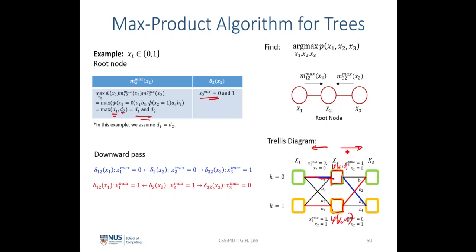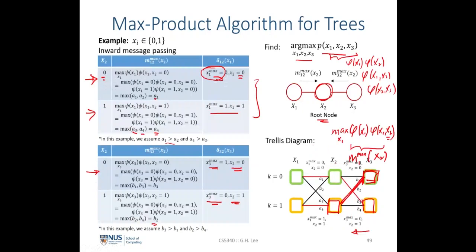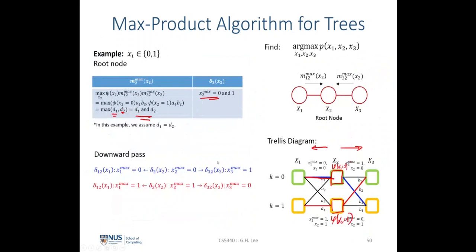And when I'm passing the downward message from x2 to x3, I can also look at the configuration over here where x2 equals to 0. I can see that the configuration of x3 that gives rise to the maximal probability is when x3 equals to 1 in the table over here. So this would correspond to this path.